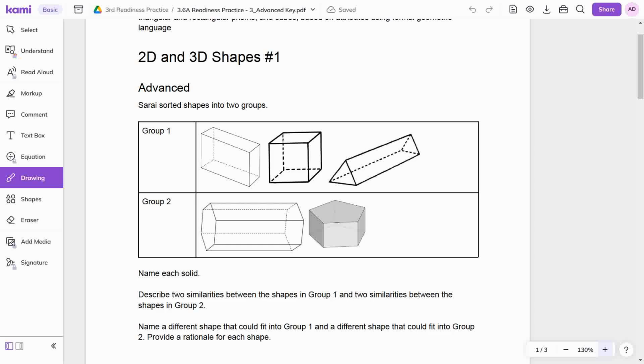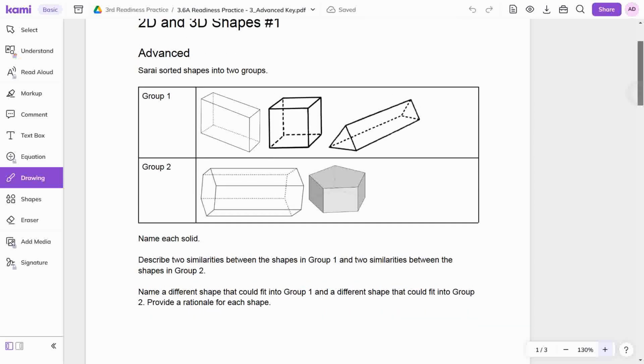So we've got two sets of groups here, and Sari has sorted them, and we need to do several things. We need to name each solid. We need to describe two similarities between group 1 and two similarities between group 2, and then provide a shape that could fit into group 1 and a different shape that can fit into group 2. So we need to provide a rationale for each shape. All right, so let's start with naming each solid.